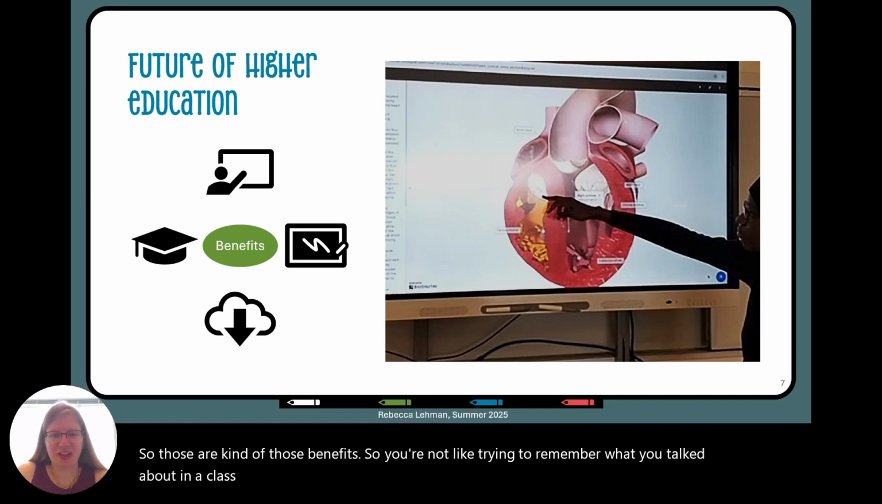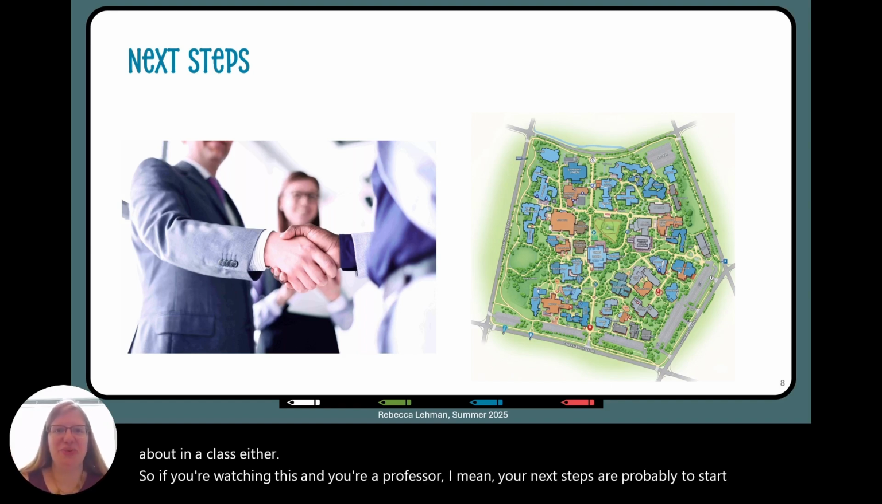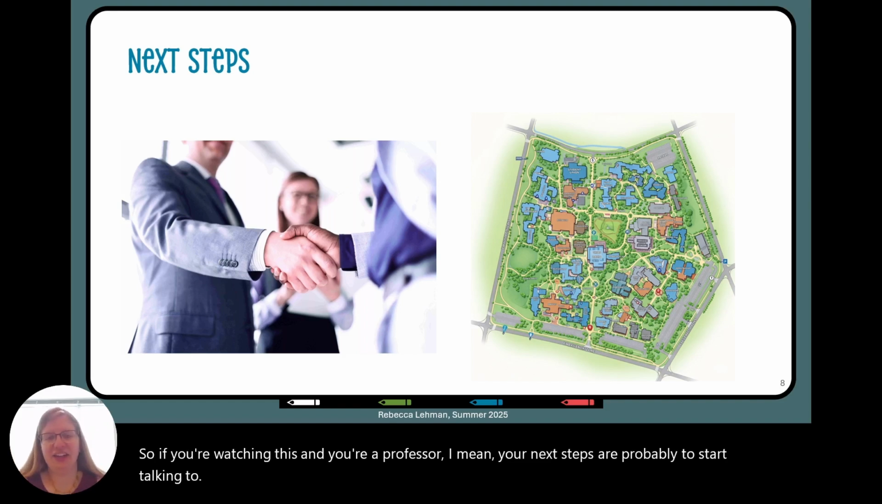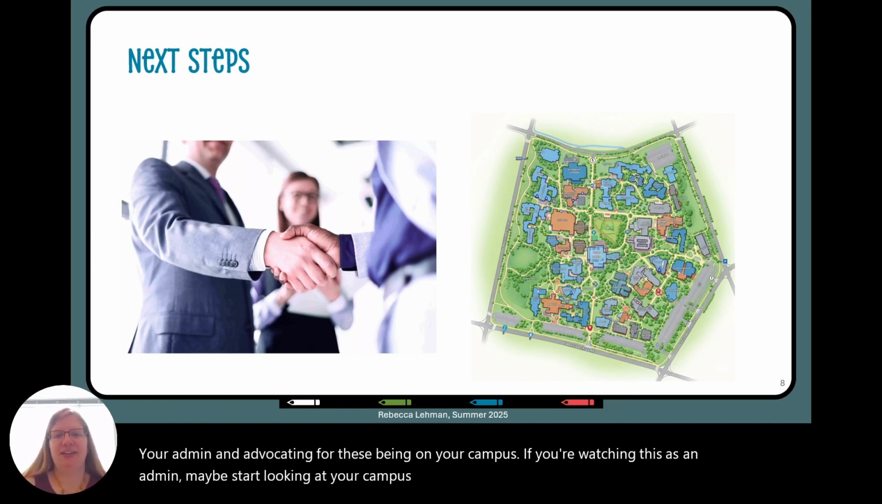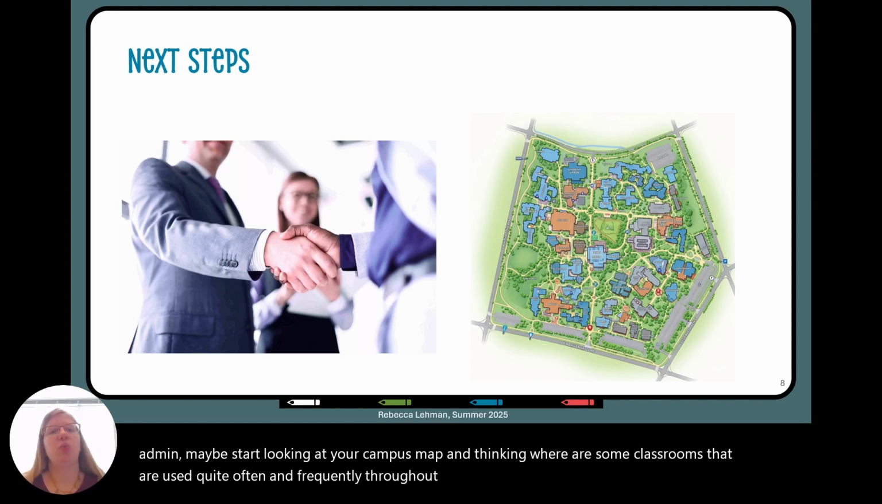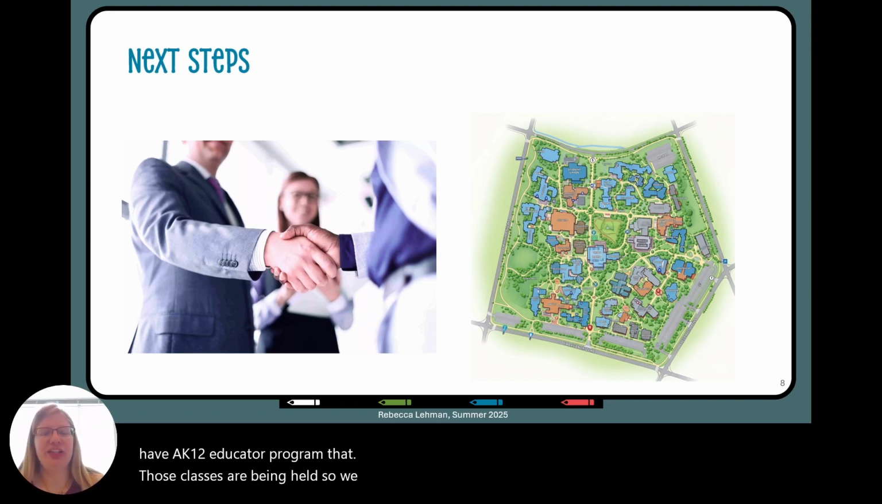So if you're watching this and you're a professor, your next steps are probably to start talking to your admin and advocating for these being on your campus. If you're watching this as an admin, maybe start looking at your campus map and thinking, where are some classrooms that are used quite often and frequently throughout the year? Where are the classrooms where, if you have a K-12 educator program, those classes are being held, so we can better support those students?